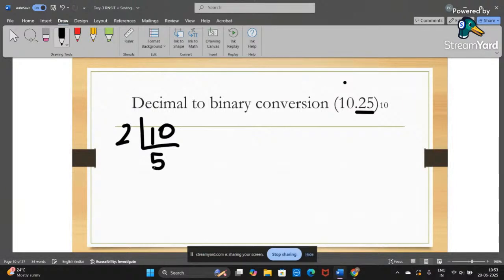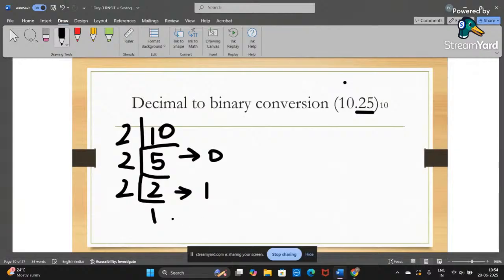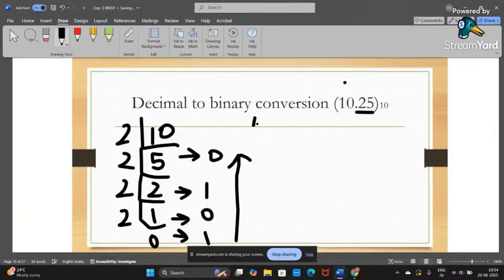2 5s are 10, 0 remainder. 2 2s are 4, 1 remainder. Then 2 1s are 2, 0 remainder. Then we cannot divide 1 by 2, so it is 0 and the remainder is 1. So you have to write your answer from downwards: 1010. The answer for 10 is 1010.